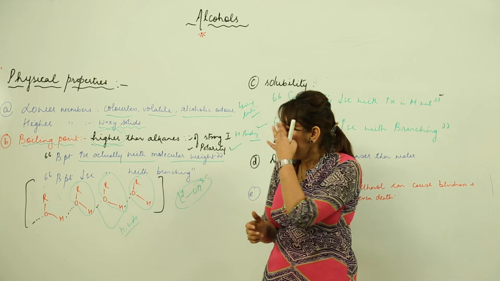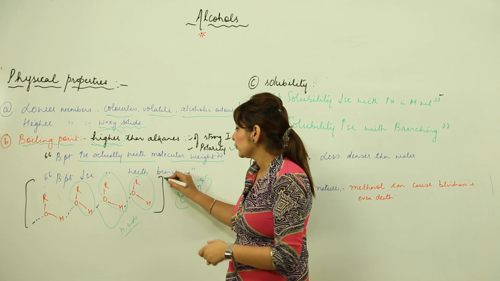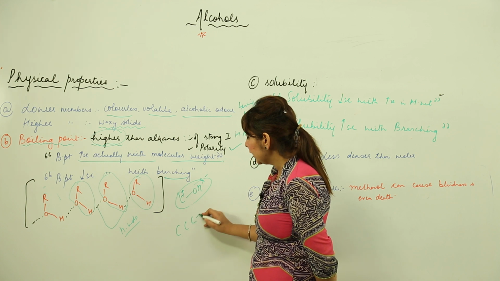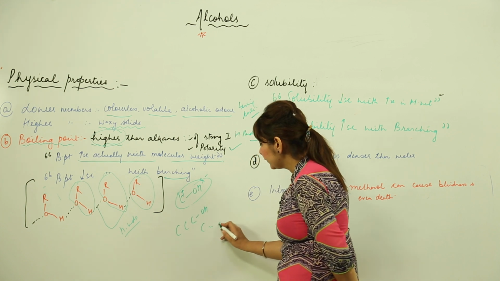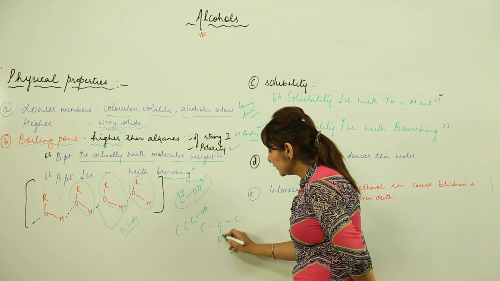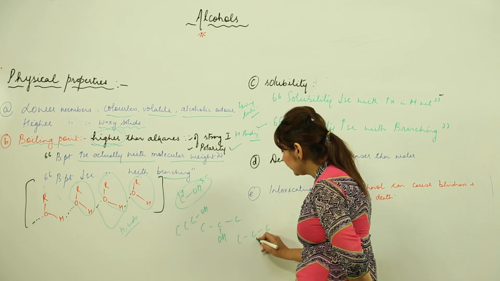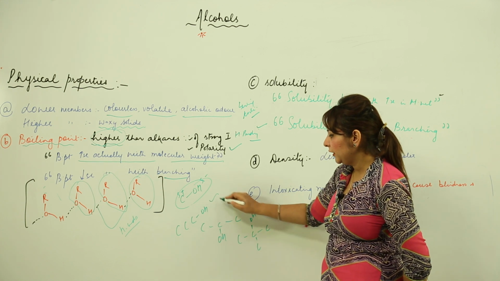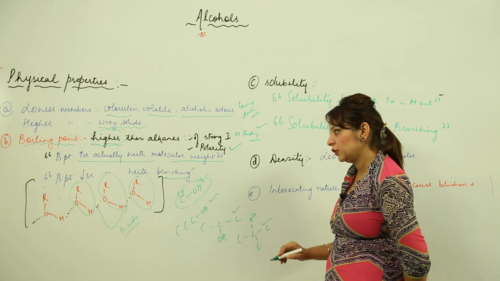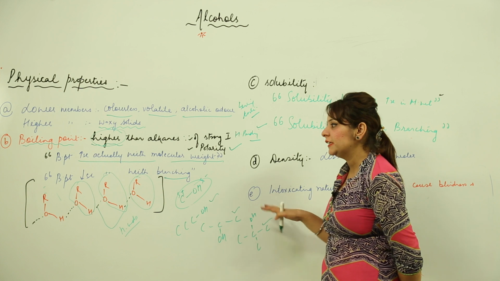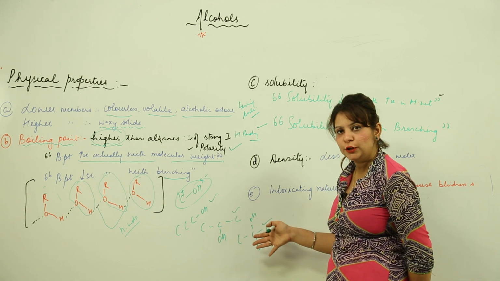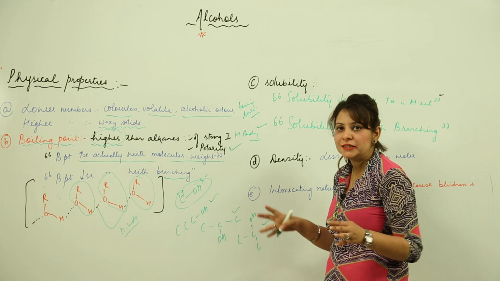But if we talk of branching, suppose I have let's say this kind of alcohol, and this kind of alcohol, and this kind of alcohol. So this is my primary, this is my secondary, and this is my tertiary alcohol. If we talk about the branching, because here the difference is that it is 1 degree, 2 degree and 3 degree, likewise you have the branches.